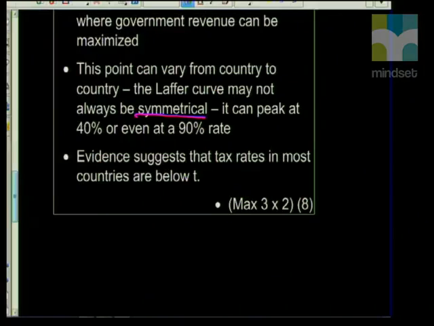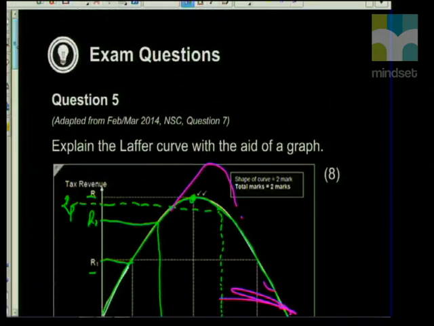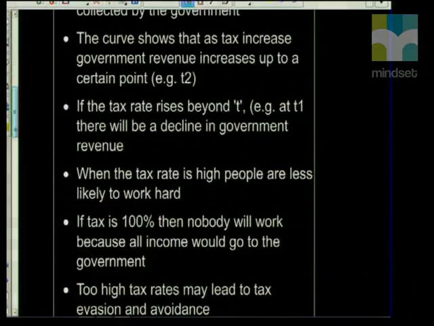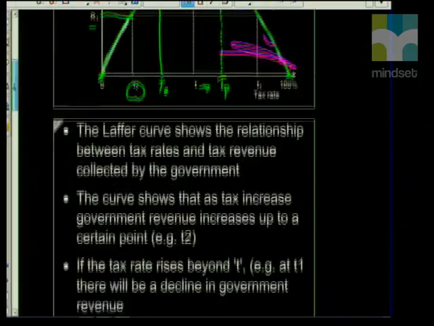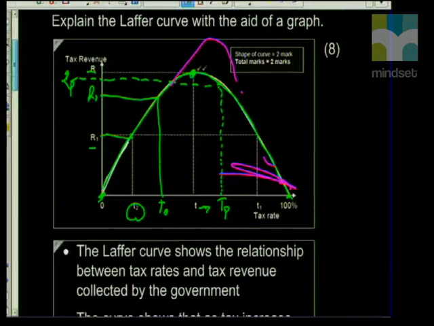Evidence suggests that tax rates in most countries are below T. In most countries, it is suggested that it is always below T, below this point here, so that people can start working. Because if it goes beyond that point, then it's a big problem.